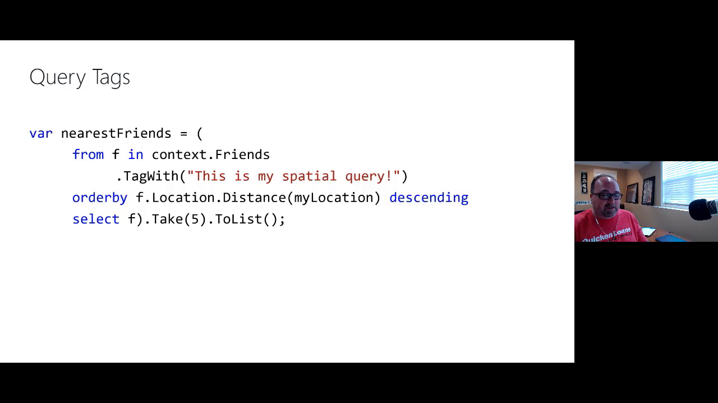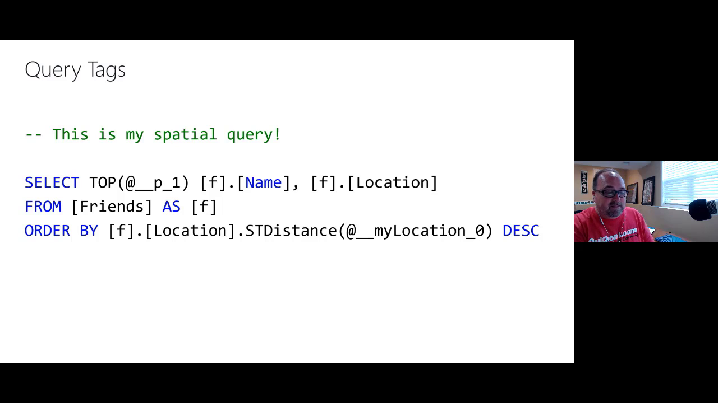with your select statements. So in this case, I have a spatial LINQ statement that goes out and finds my friends that are closest to me based on my location. But you can see this TagWith method that sends over this string. It says this is a spatial query, and what gets sent across the wire to SQL Server is this. Actually, it gets sent over as a comment.